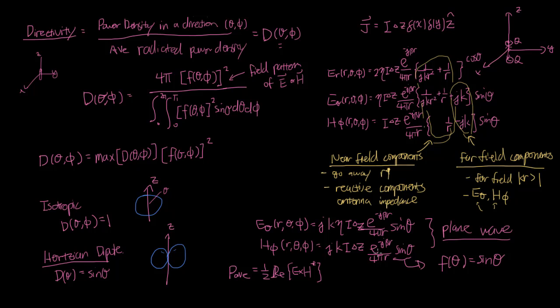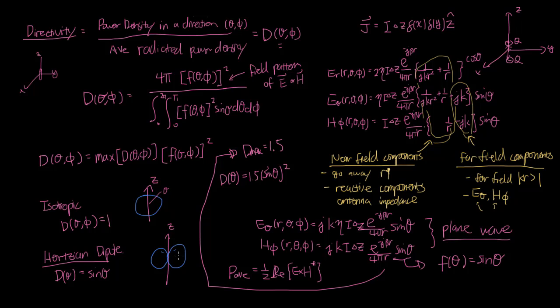Now, one of the things is that you will also be able to show that the maximum value, if you put this f of theta equation into this D of theta phi, you can find that the maximum value possible is going to be equal to 1.5. And so your expression for the directivity for the Hertzian dipole is going to be equal to 1.5 sine theta squared, which is what we're showing here. And also it seems like I've forgotten this squared here.